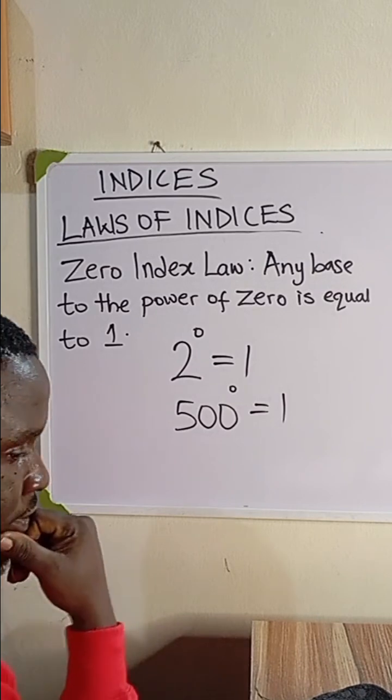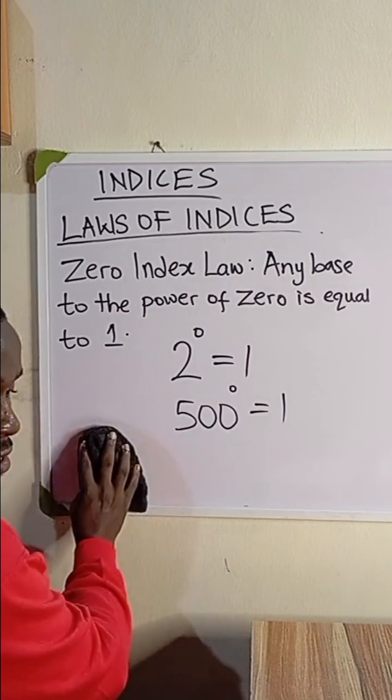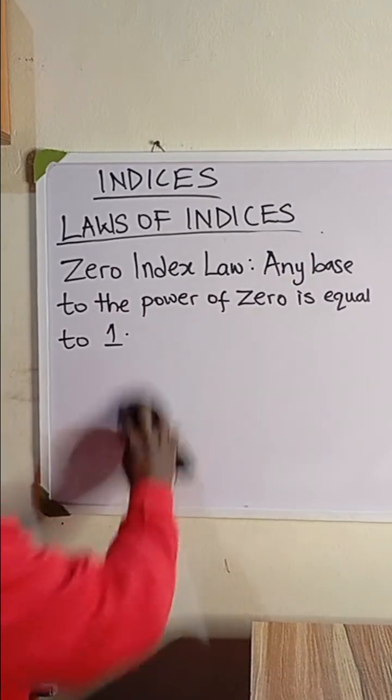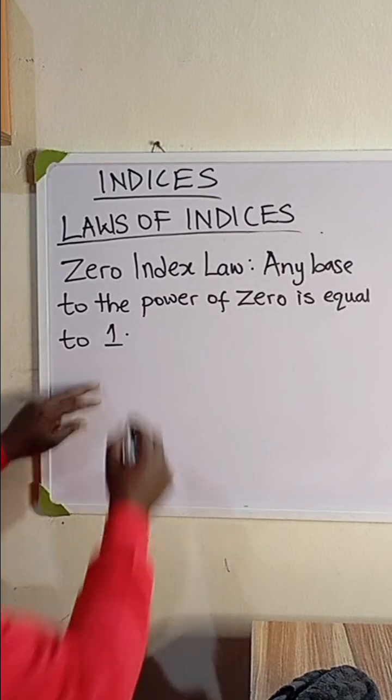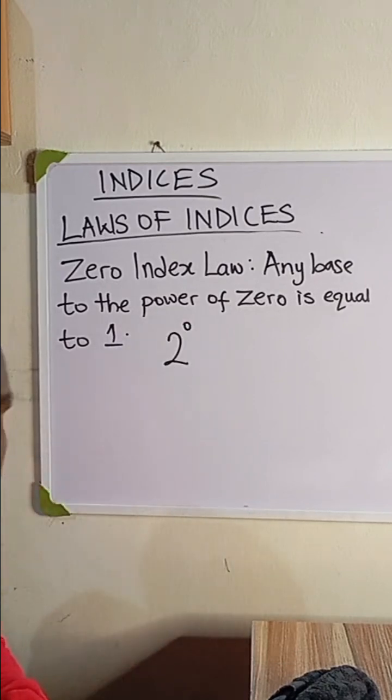Thank you. Okay, so why is this the case? Let's see why. Let's see the proof for this. So let's say we have 2 to the power of 0. We agree that 2 to the power of 0 is equal to 1.